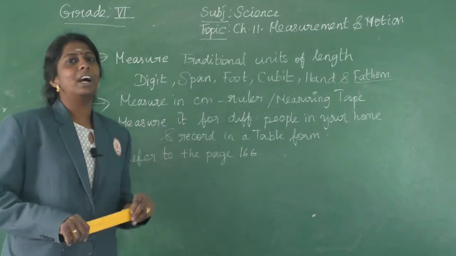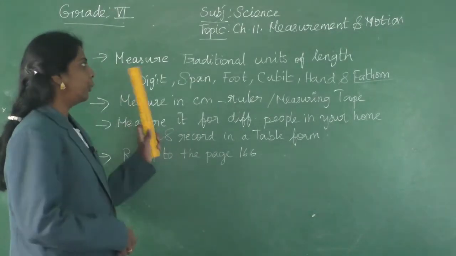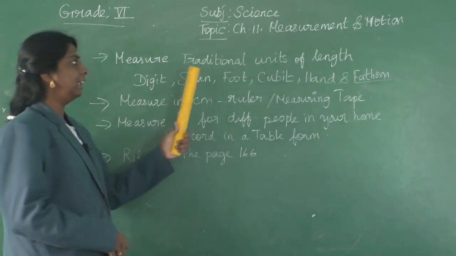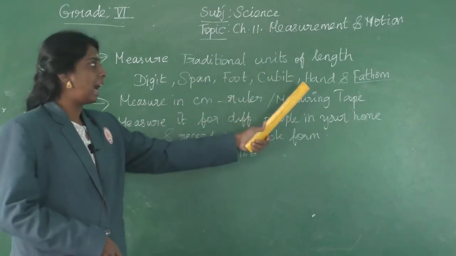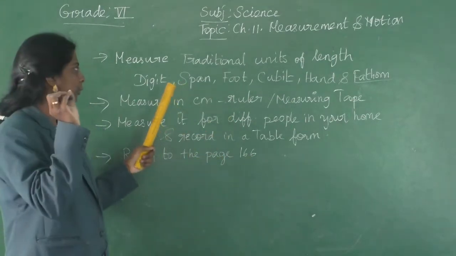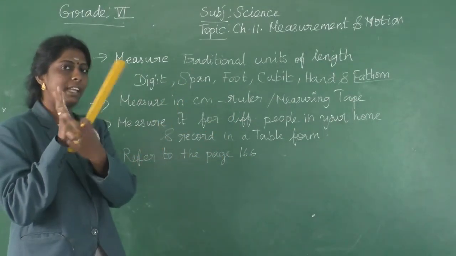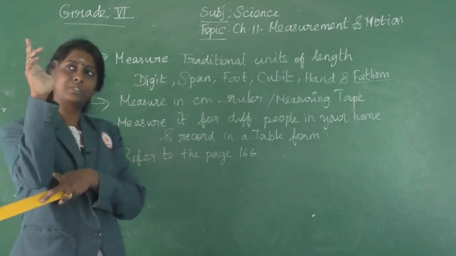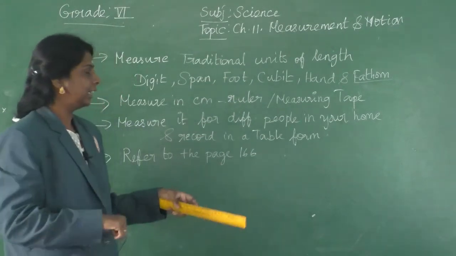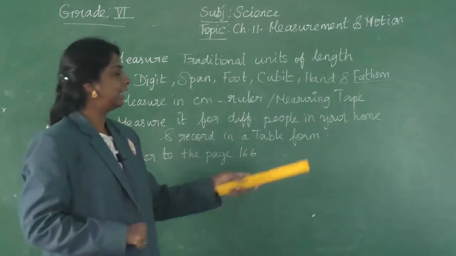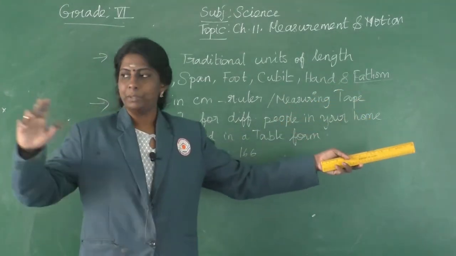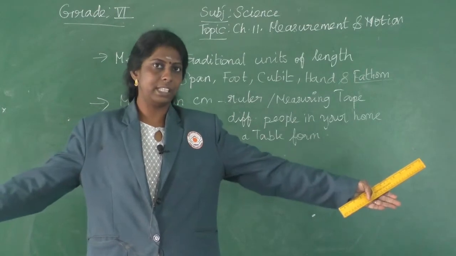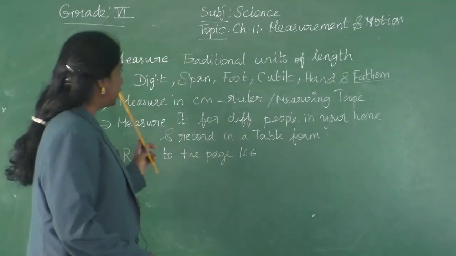Yes, children. Now an activity for you all. You want to measure the traditional units of length: digit, span, foot, cubit, hand and fathom. Digit you know, span is from here to here, hand from here to here, and foot you know. Cubit is from the middle finger till the elbow, and fathom is from the middle finger across the entire measure. You can use your measuring tape to measure. These are different measures.